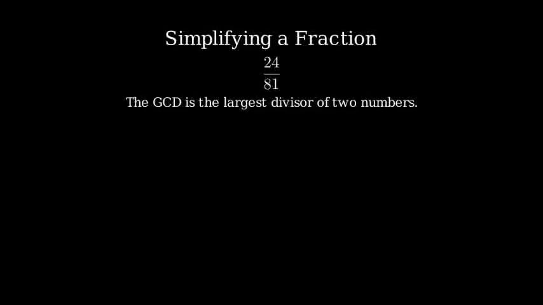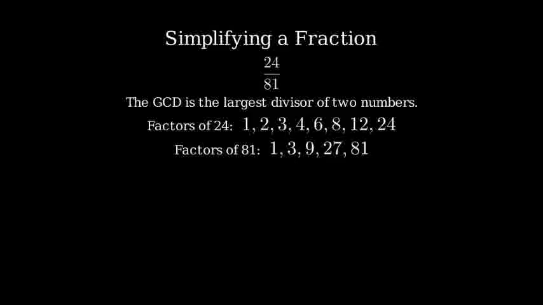Let's start with 24. We find all of the numbers that can divide it evenly. For 24, these are 1, 2, 3, 4, 6, 8, 12, and 24. Next, let's do the same thing for 81, listing out all of its factors. The factors of 81 are 1, 3, 9, 27, and 81.